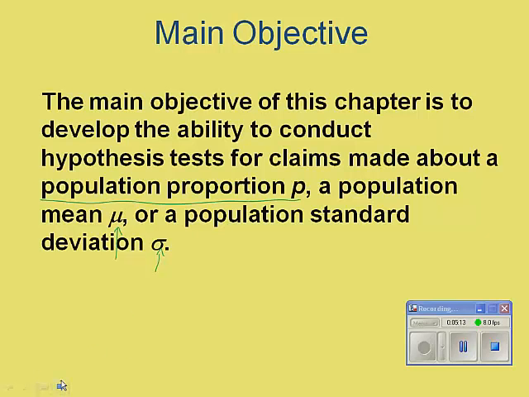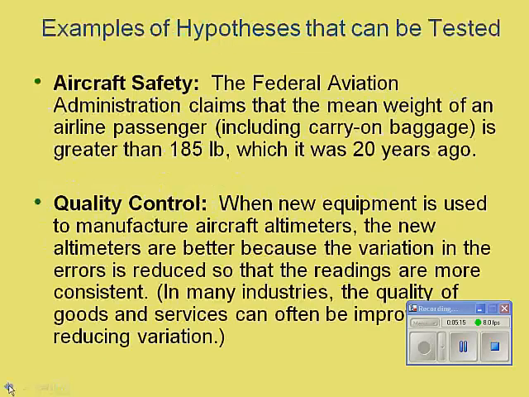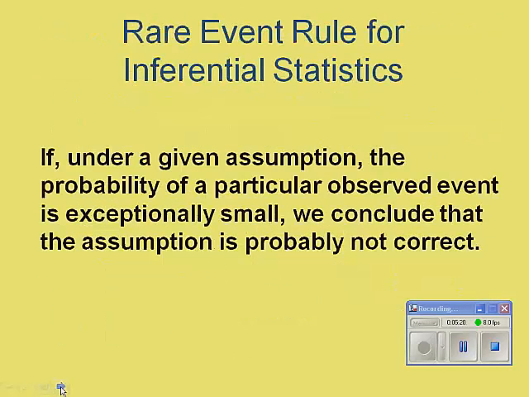So, we did all this. I gave you millions of examples of why hypothesis testing may come into play. But here's a slide you've seen before. I put it back in again. The rare event rule for inferential statistics. If you get an observation that's exceptionally small, we conclude what? That maybe the assumption is not correct.